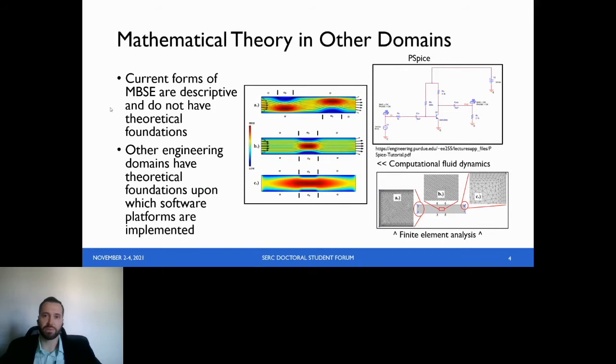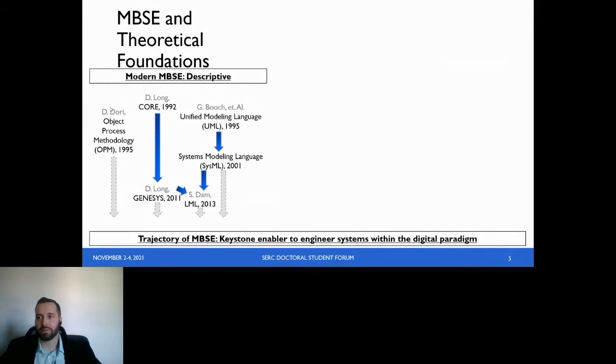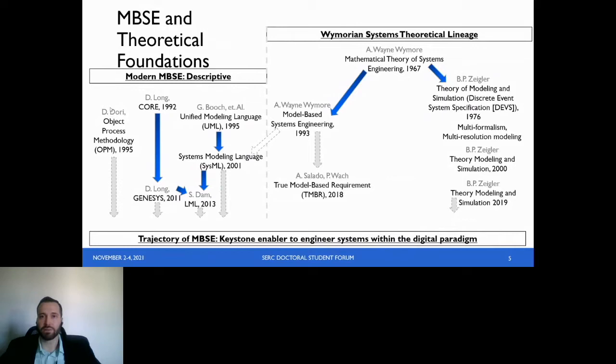And what I'm saying is that we need some sort of theoretical capability for MBSE. And going back to this image, everything is leading to this digital transformation. What I've actually decided to explore for my research path is Whitmorean systems theory. Whitmore wrote his book back in 1967 on the mathematical theory of systems engineering, and even wrote a more recent book that coined the term model-based systems engineering. And it seems that there's some influence on SysML, but it's not very clear how that's tied.